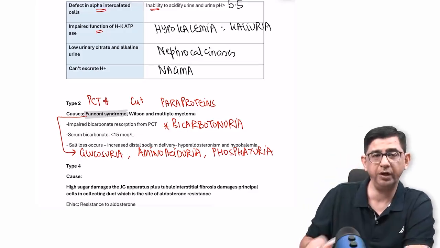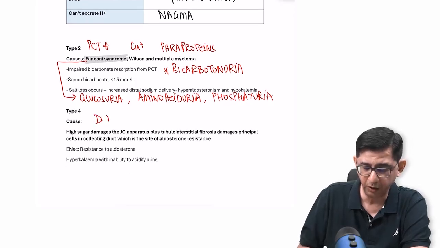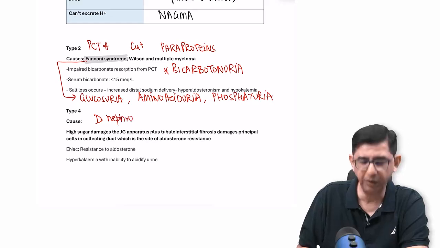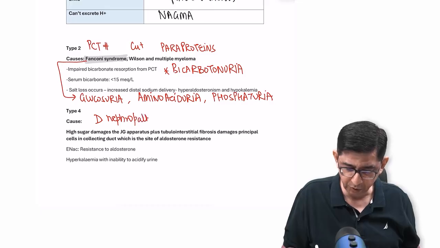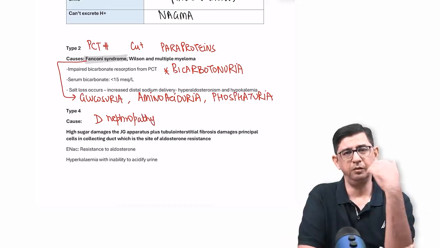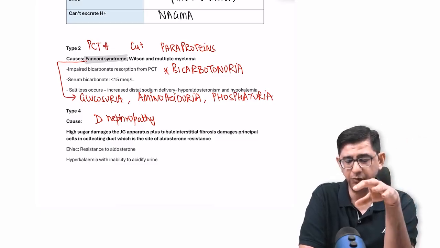Then is type 4 RTA. Type 4 RTA is caused due to diabetic nephropathy. Now, diabetes will damage the juxtaglomerular apparatus. Diabetic nephropathy implies that the kidney parenchyma is damaged. So this would result in the juxtaglomerular apparatus getting destroyed. So aldosterone production will become less.